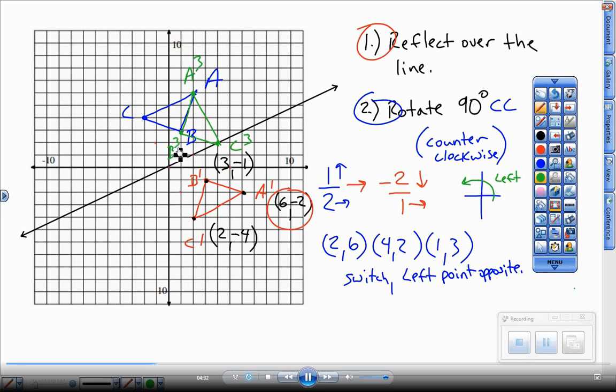And again, if you could put a 2 on there, I did not do 3 transformations. I only did two. So fix that if you could.